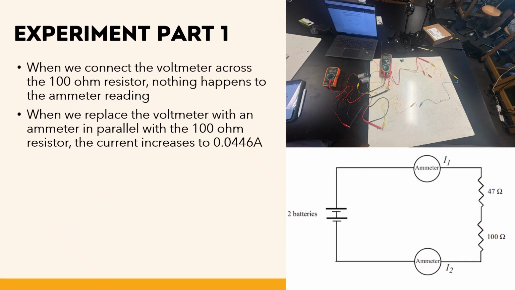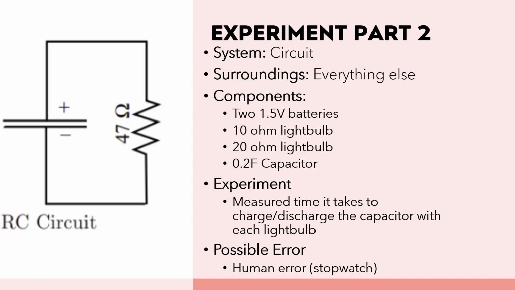When we connected the voltmeter across the 100 ohm resistor, nothing happened to the ammeter reading, and then when we replaced the voltmeter with an ammeter in parallel with the 100 ohm resistor, the current increased to 0.044 amps.